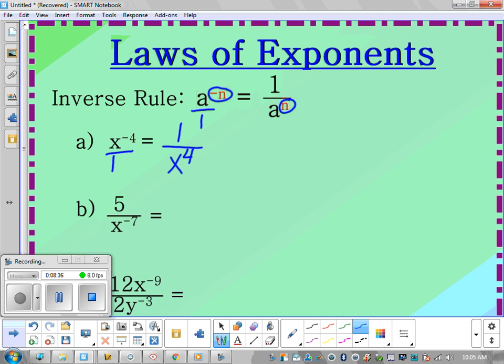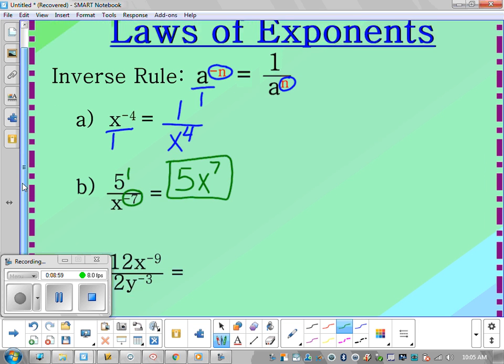Example B is slightly different here. The 5 does not have any negative exponents. It's really a positive 1 because there's 1 5 there. However, it's the x that has the negative exponent. And right now it's in the denominator, so if I move it up to the numerator, it becomes a positive exponent.